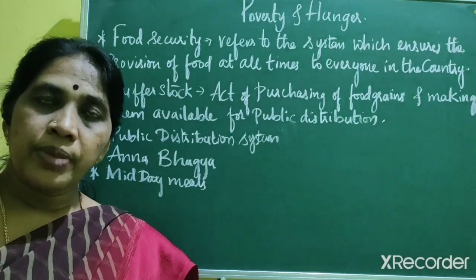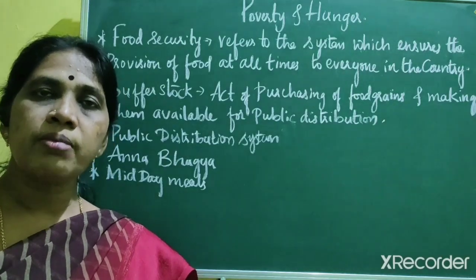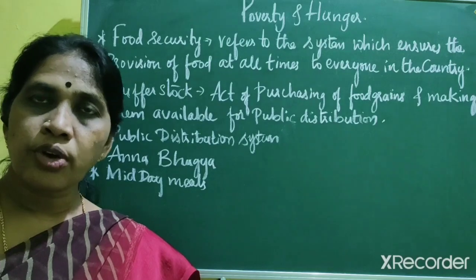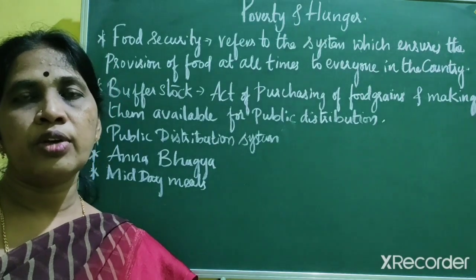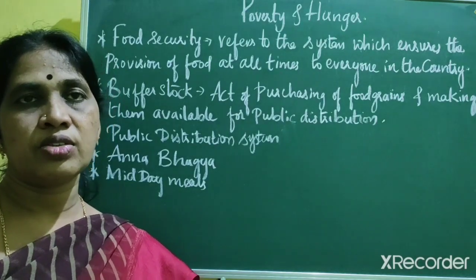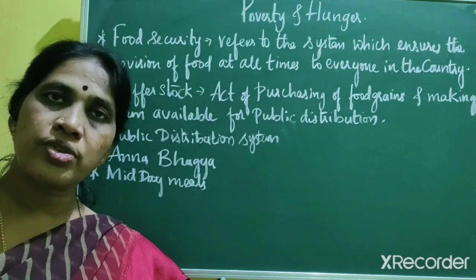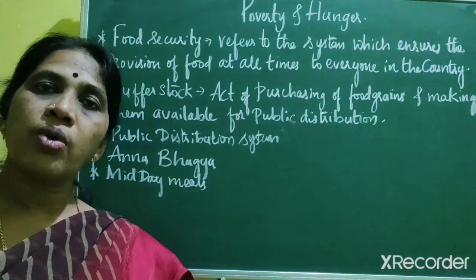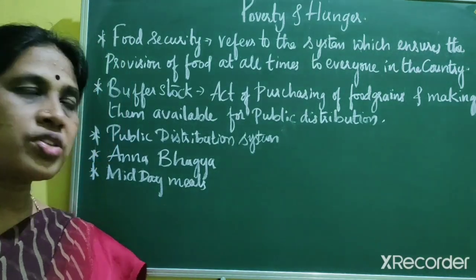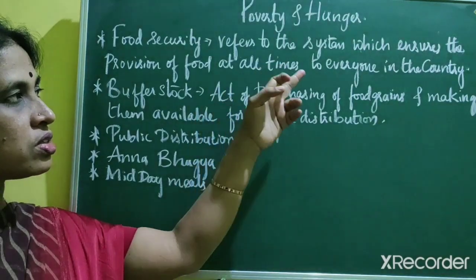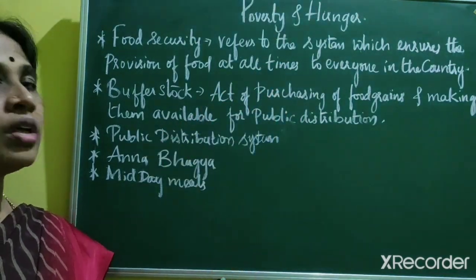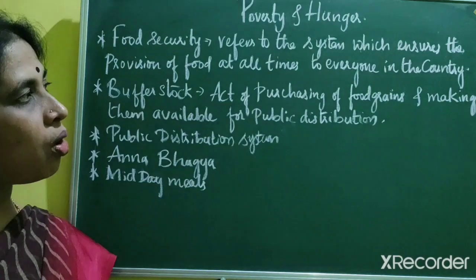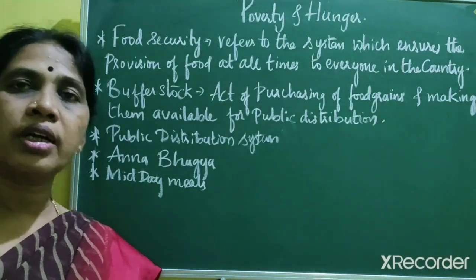So every person should be assured of a minimum amount of food at affordable prices, wherever he stays. That ensures food security. So what is food security? Food security refers to the system which ensures the provision of food at all times to everyone in the country.